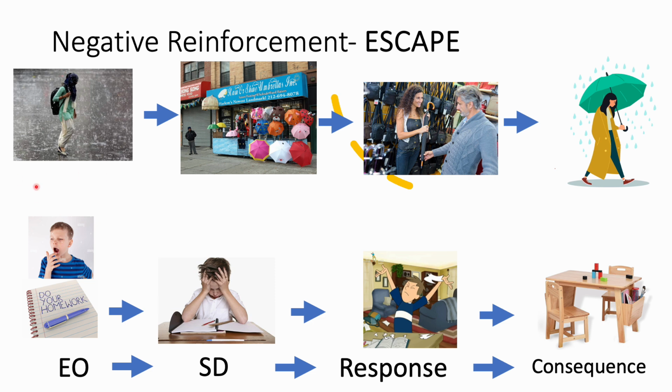Okay, so this is a form of escape maintained behavior, again, because she was experiencing the aversive condition, and then that aversive condition was removed following behavior. So she no longer needs to be getting wet on her clothes. She's no longer getting raindrops on her clothes following the behavior that she engaged in. So in the future, that behavior of purchasing umbrellas or using an umbrella is going to increase.